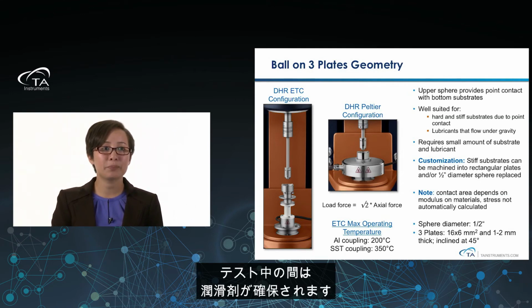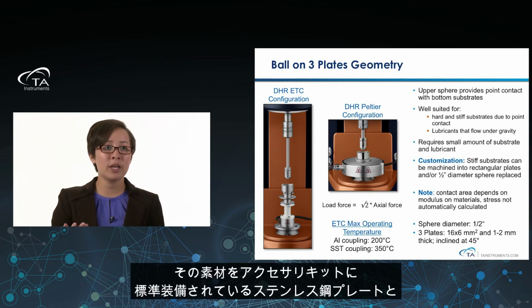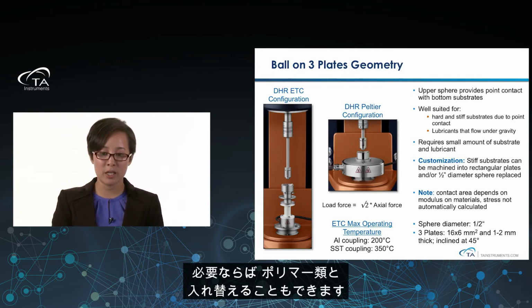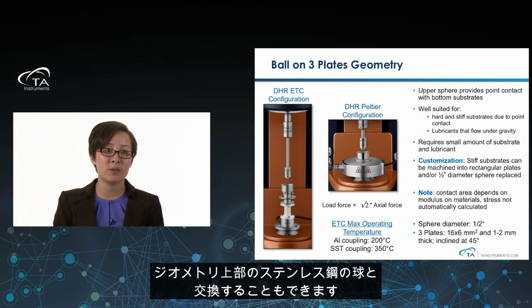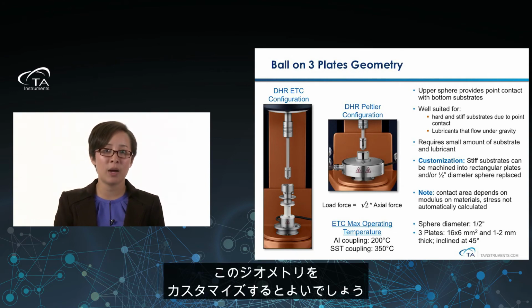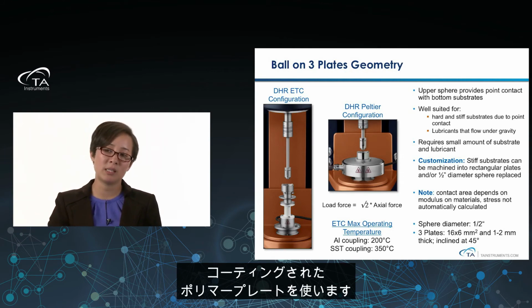ensuring that there's lubricant throughout the entire test. The way that you would customize this one is if you have a stiff substrate, you can choose 2 different ways. If you have a stiff substrate and rectangular plates, you can actually machine them to fit instead of the stainless steel plates that come standard with this kit. You can place them in and replace those plates with types of polymers if you want. Or if you want, you can also order 1/2-inch diameter spheres and simply replace the stainless steel sphere in the upper geometry. So this is a really great way to customize the geometry setup if you have multiple types of materials, such as a titanium sphere, for instance, onto maybe a coated polymer plate for any type of prosthetic testing.